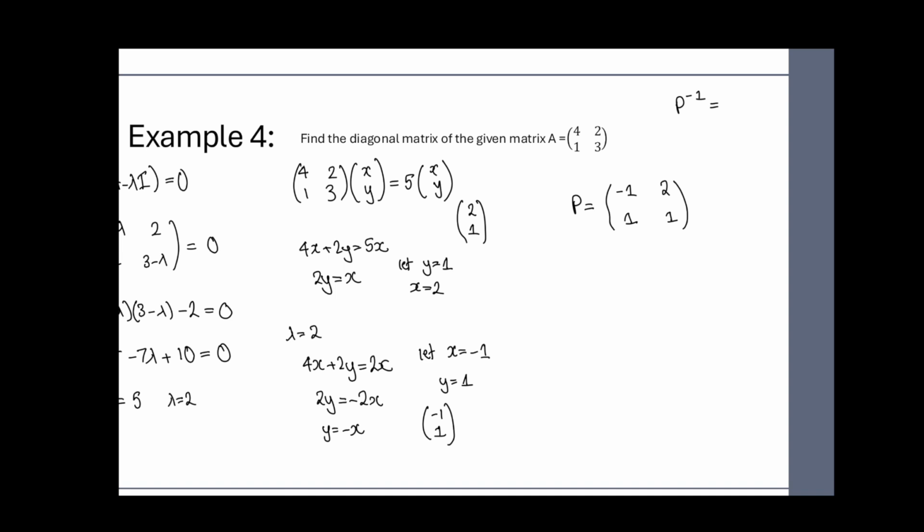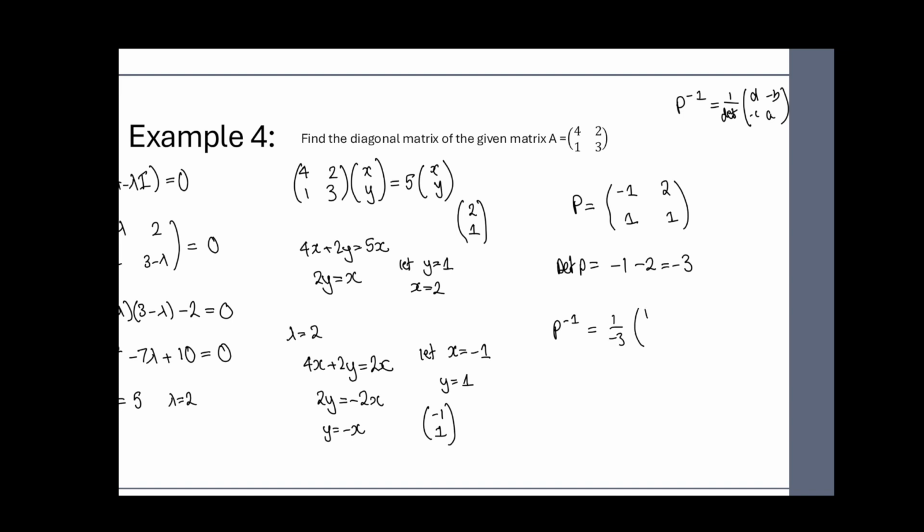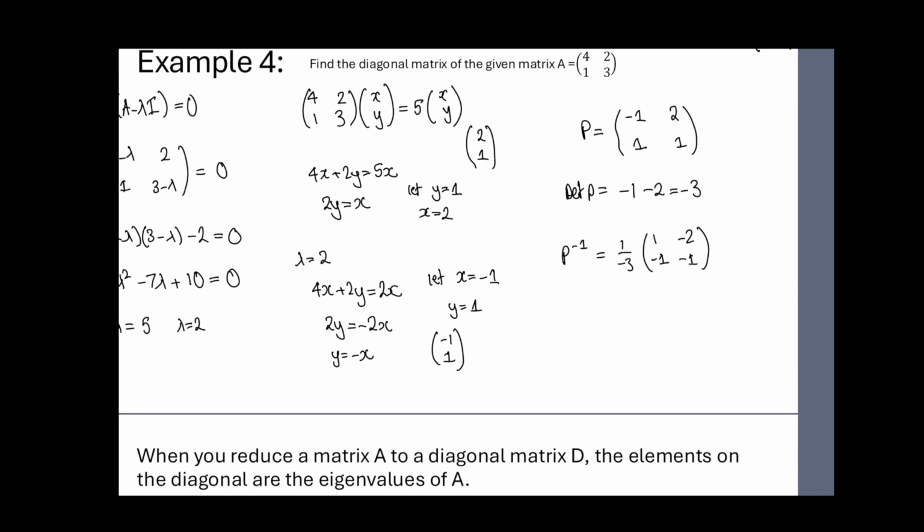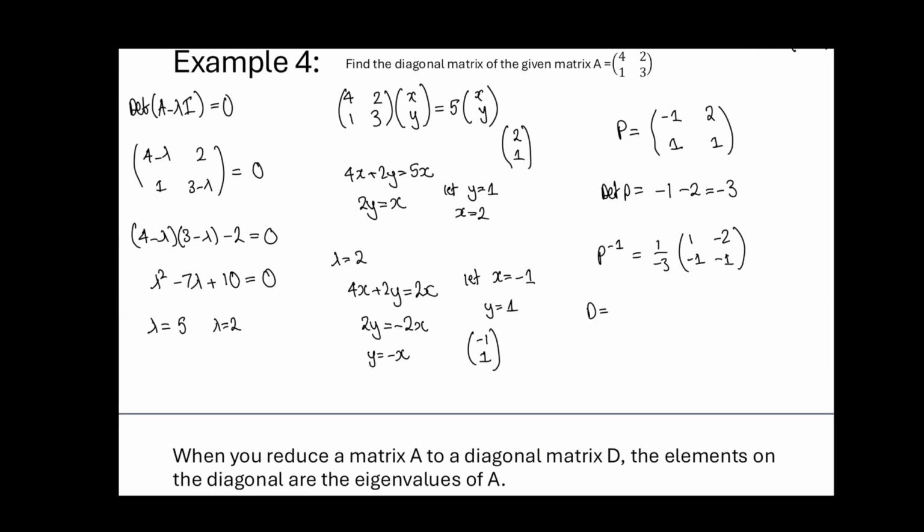To do that, we have to do 1 over the determinant, and then D, A, minus B, minus C. So that's the formula. If we work out the determinant first, det of P is equal to minus 1 minus 2, which is minus 3. Therefore, the inverse is minus 1 over 3, brackets 1, minus 1, minus 2, minus 1. Cool. So that means the diagonal matrix D is equal to the inverse of P multiplied by A multiplied by P.